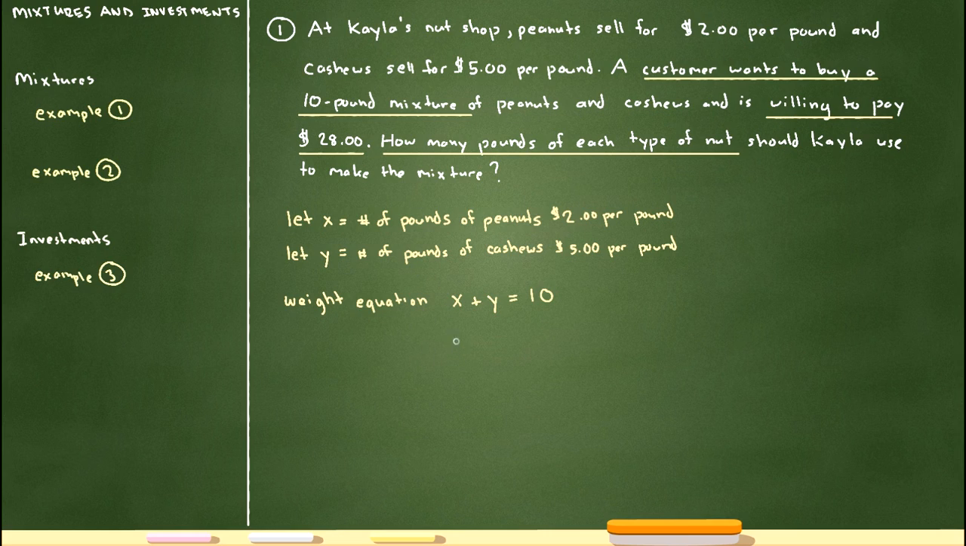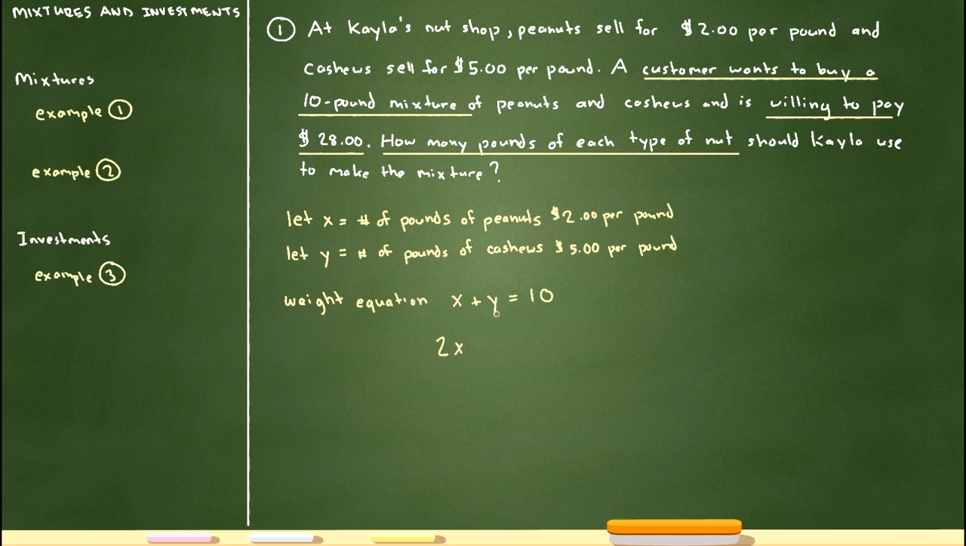So let's think about this. The customer is buying x pounds of peanuts, and the peanuts are $2 a pound. So if you bought 1 pound of peanuts, it'll cost you $2. If you bought 2 pounds, it'll cost you $4. If you bought 3, it'd cost you $6. So how do we get that number? Well, we're multiplying these x pounds of peanuts times the price per pound.